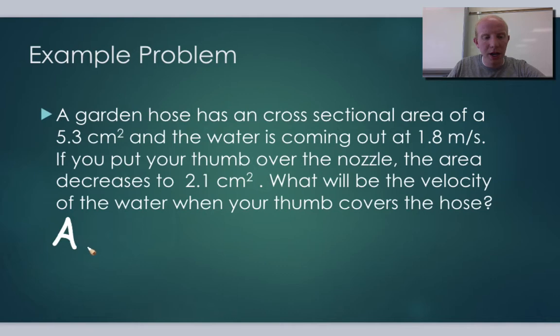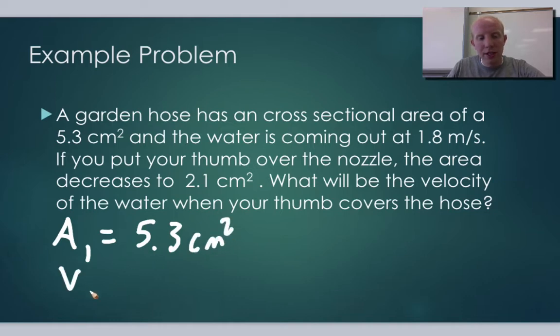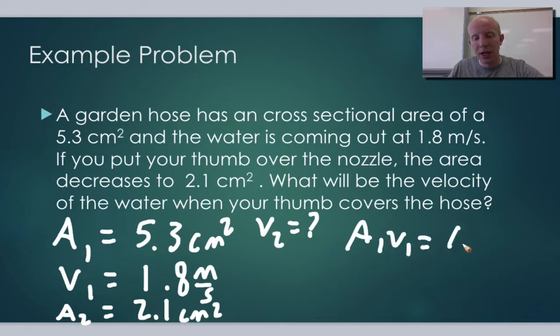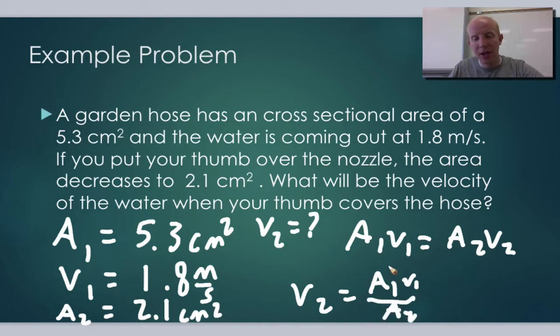First of all, starting off, our initial cross-sectional area is 5.3 square centimeters. Our initial velocity is 1.8 meters per second, and our second area is 2.1 square centimeters. And we're looking for velocity 2, right? That's our question. So we just set up A1 V1 equals A2 V2. We're solving for V2, so we'll rewrite it as V2 equals A1 V1 over A2, just by dividing by A2.